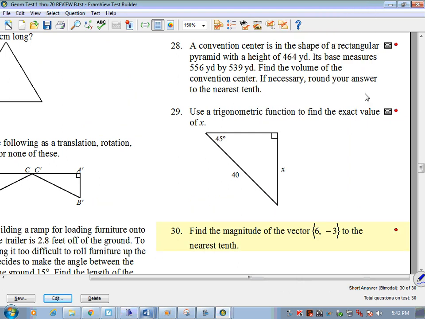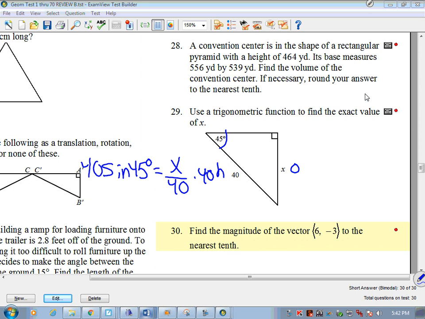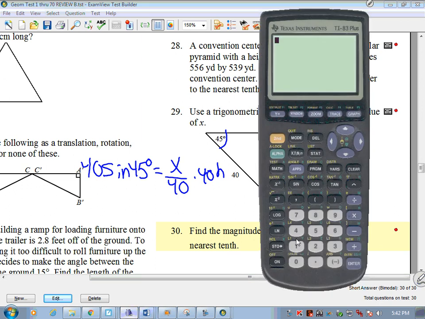All right, 29. Use the trigonometric function to find the exact value of x. If we've got this guy, we want to label this. He is opposite. This is hypotenuse. So let's use sine. We're going to use sine 45 degrees equals x over 40. This is nice because I just need to multiply both sides by 40. So I can just simply write into my calculator 40 sine 45, and that's going to tell me what x is. All right, let's find that. 40 sine 45.